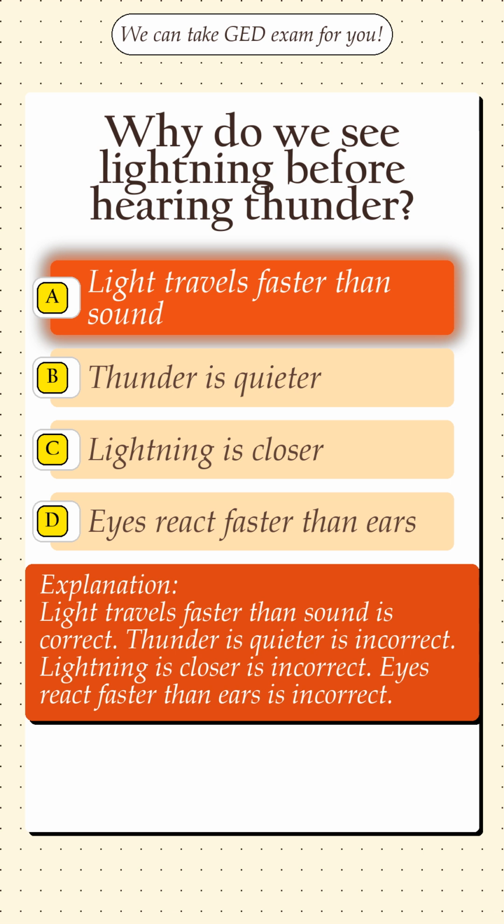Light travels faster than sound is correct. Thunder is quieter is incorrect. Lightning is closer is incorrect. Eyes react faster than ears is incorrect.